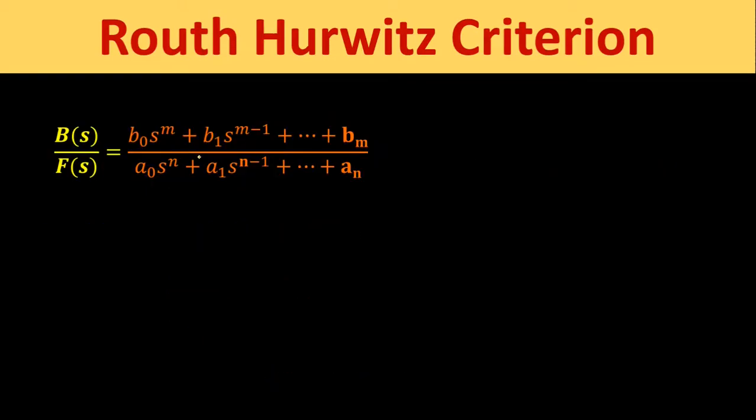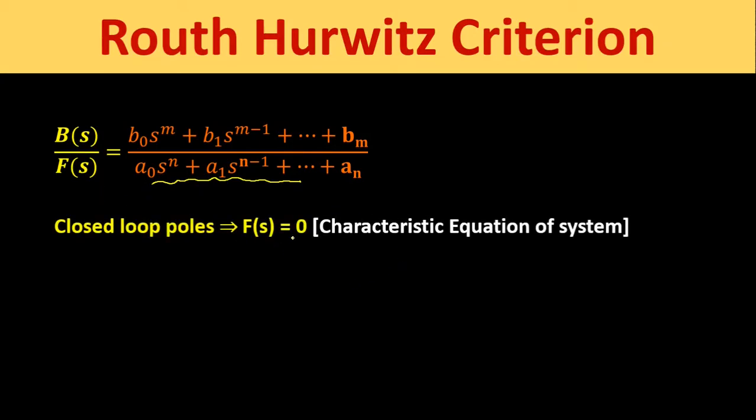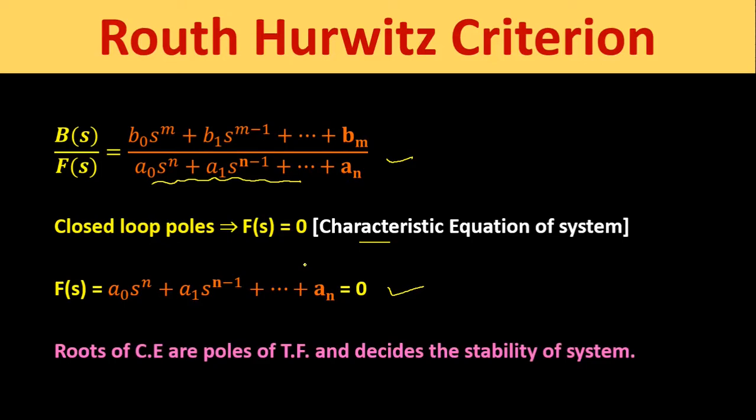From the previous method of pole location, we know that the denominator of this transfer function, that is F(s), when equated to 0 is called the characteristic equation of the system. So F(s) = 0 is the characteristic equation of the system. Here F(s) = A0 s^n + A1 s^(n-1) + ... + An = 0 is the characteristic equation. When we find the roots of this characteristic equation, they will be the poles of the transfer function, and the poles of this transfer function will decide the stability of the system.